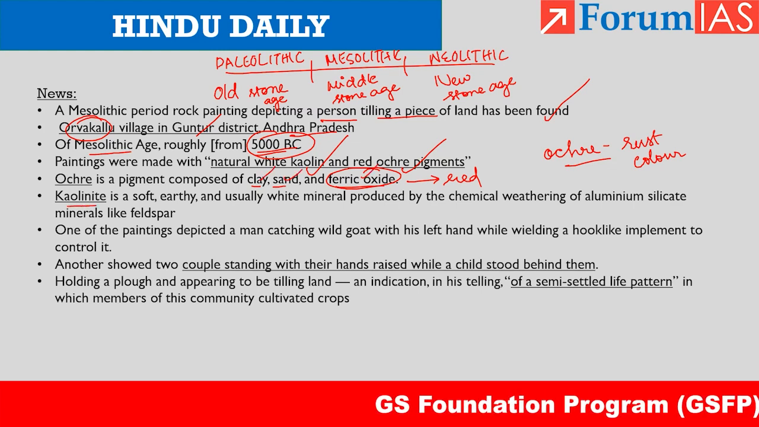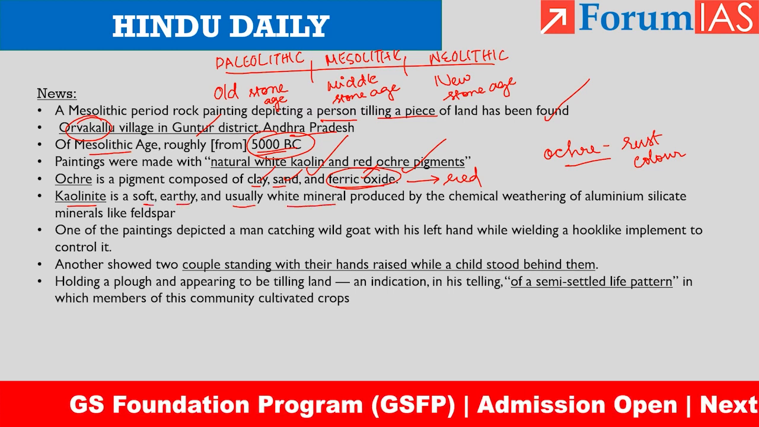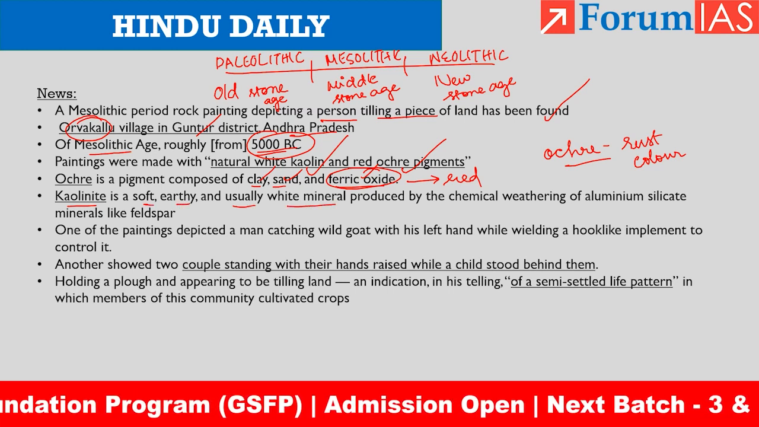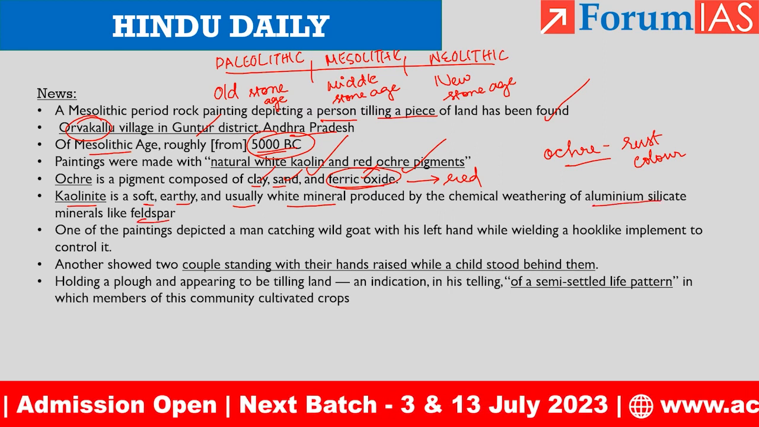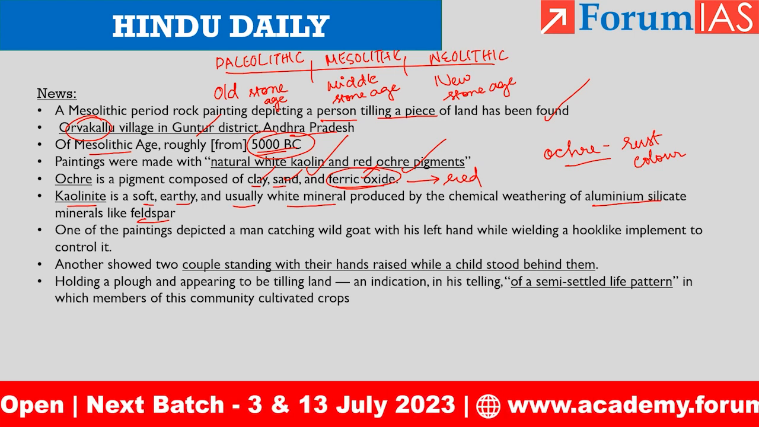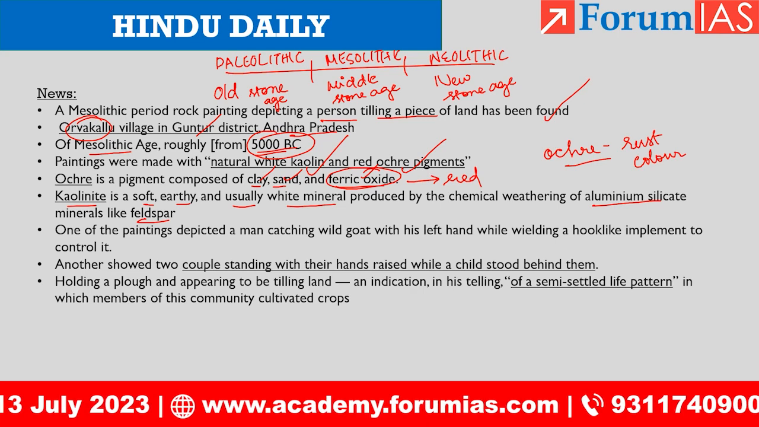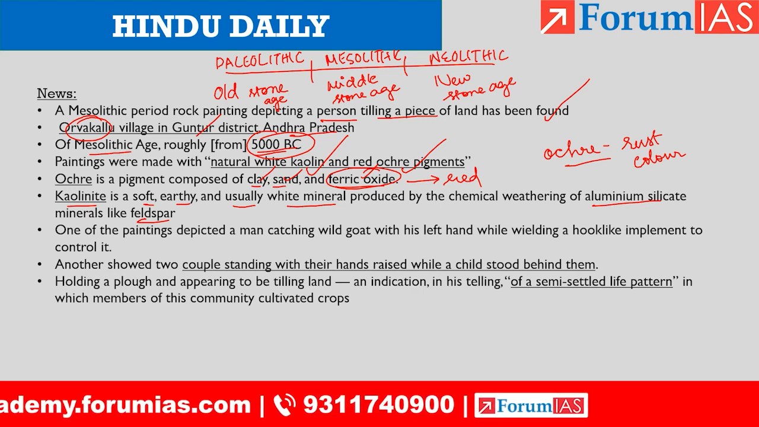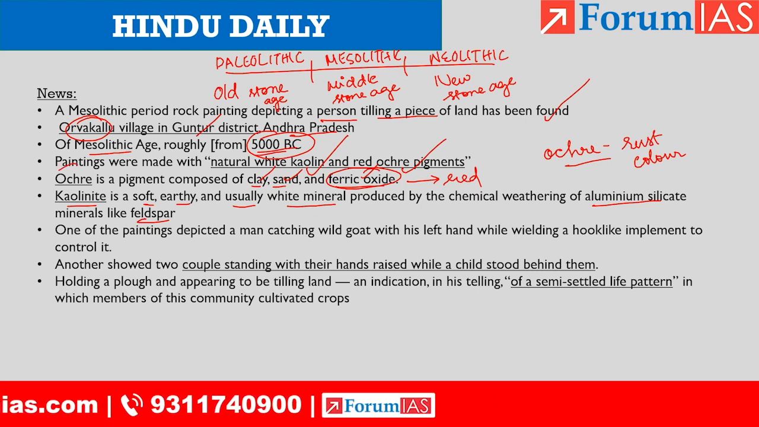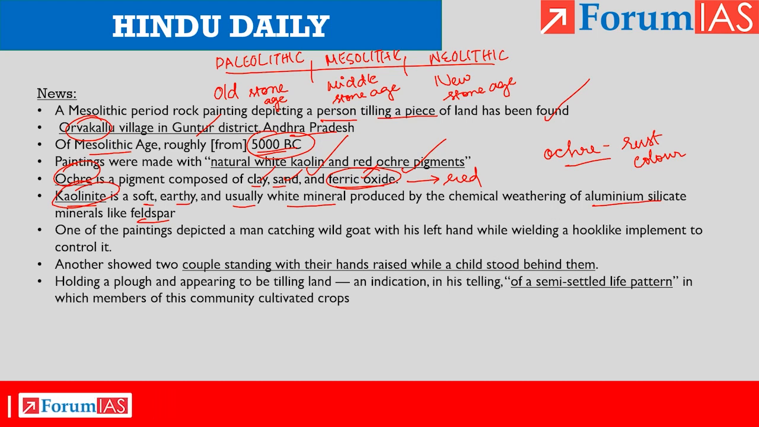Then we have kaolinite. It is a soft, earthy, usually white mineral produced by the chemical weathering of aluminium silicate minerals like feldspar. So this much depth is not needed. You need not remember what is kaolinite. It is a geology syllabus. Just remember that this particular painting was made of materials like ochre, kaolinite, etc. Simply speaking, kaolinite is a type of clay.